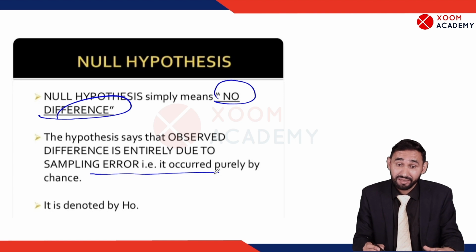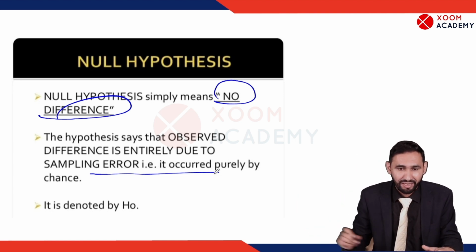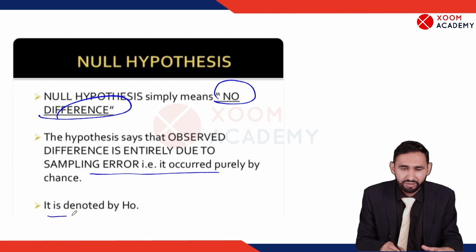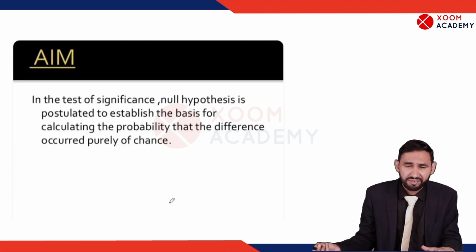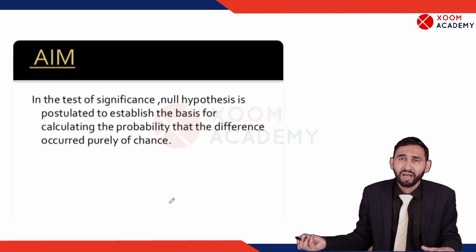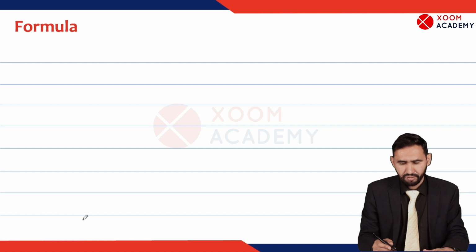So remember the statement of null hypothesis. Null says no difference. It is denoted by H naught. Where is it applied? It is applied on tests of significance. It is applied on chi-square test, on Z test, on T test.